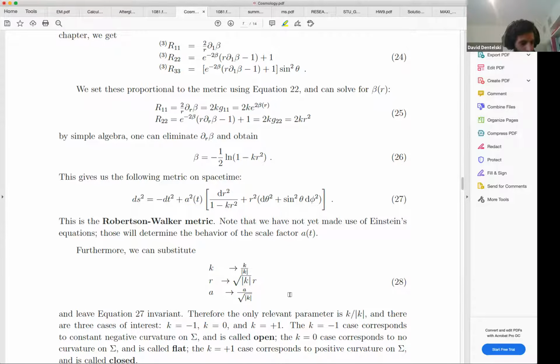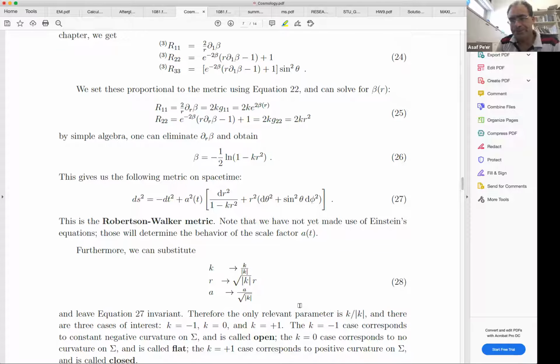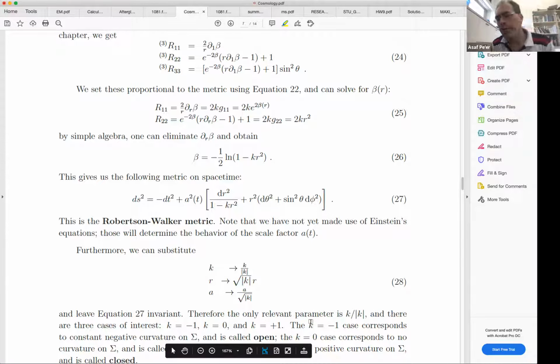Right. Okay. Now these solutions have names. So the k equal -1 means that there is a negative curvature, which is constant, and then such universe is called open. Right. This is a k equal -1 that refers to an open universe. K equals 0. How do we call a universe which has a 0 curvature? Flat. Flat, right? This is just a flat universe.